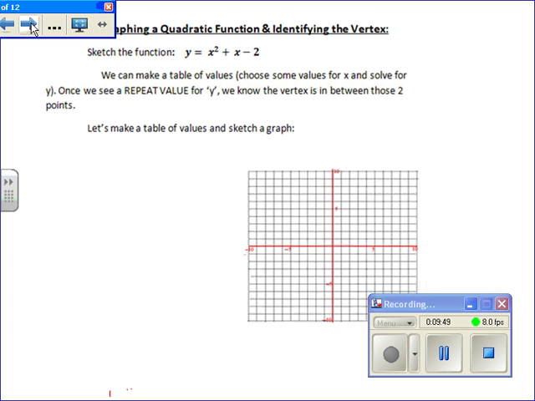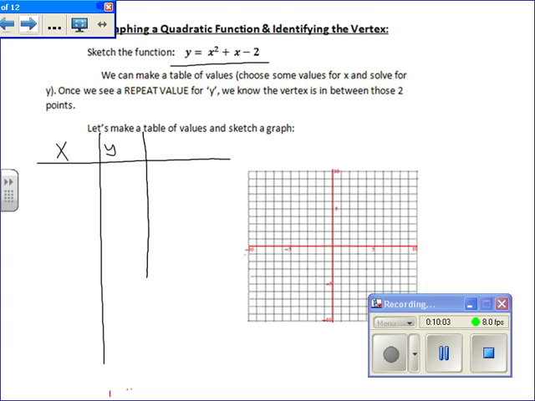If we make a table of values, x always comes first in my table of values, and then y. And sometimes when you have a few steps to do here to figure out what y is, it's nice to actually put the equation right into the table as well. So I'm going to go ahead and do that. I'm going to pick a few values of x, and then I'm going to solve for y. Let's pick a few values in the negative, a few in the positive. So maybe we'll start with -2, all the way up to +2.